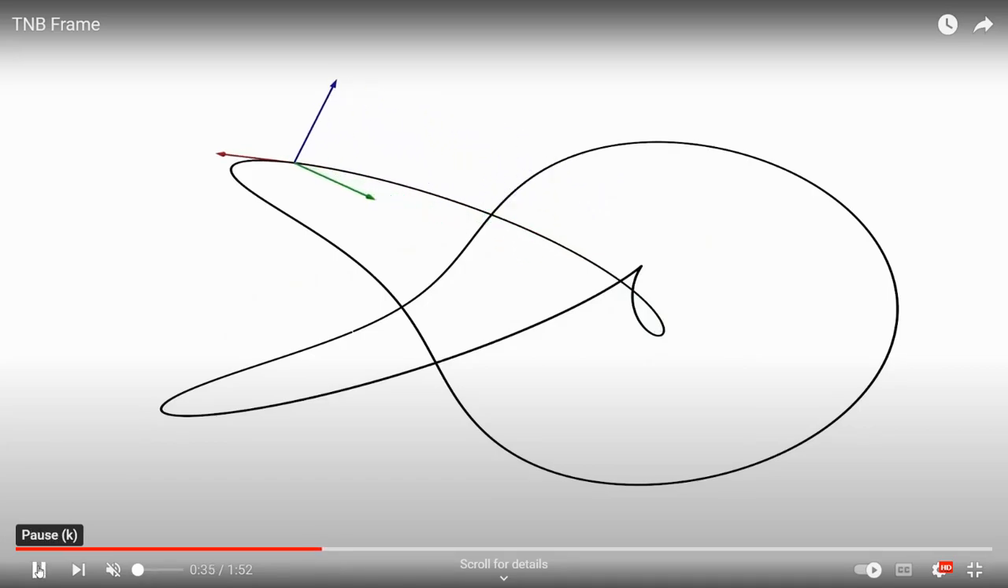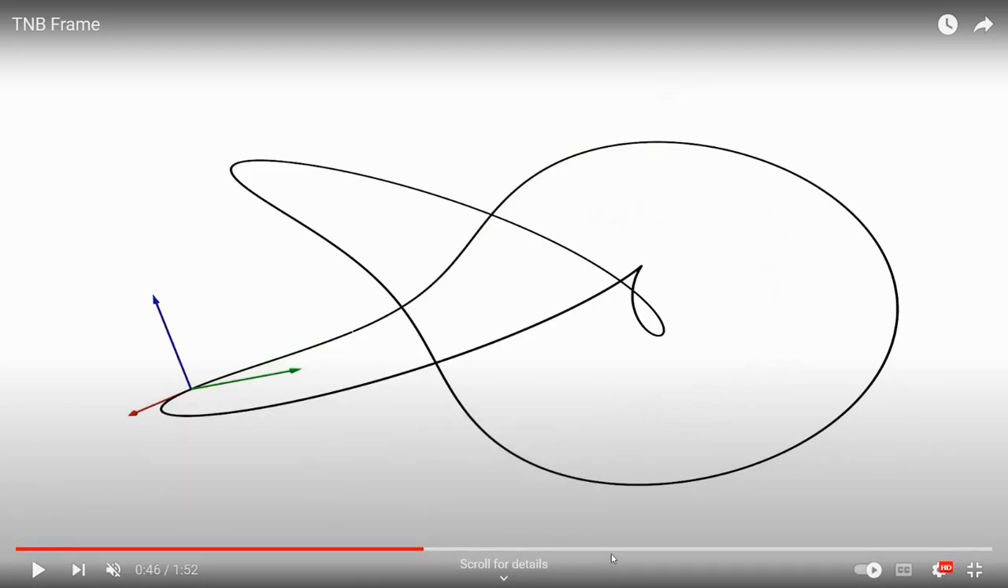And if you don't see how the TNB frame of reference changes, you wouldn't be able to notice it just by the shape of the curve, right? I mean, the curve itself is like the road, essentially, but the TNB frame of reference actually tells you how the object moves on that road, so to speak. So that's how this frame looks in motion.